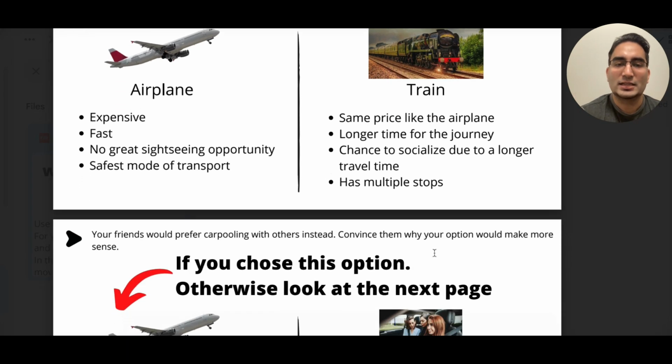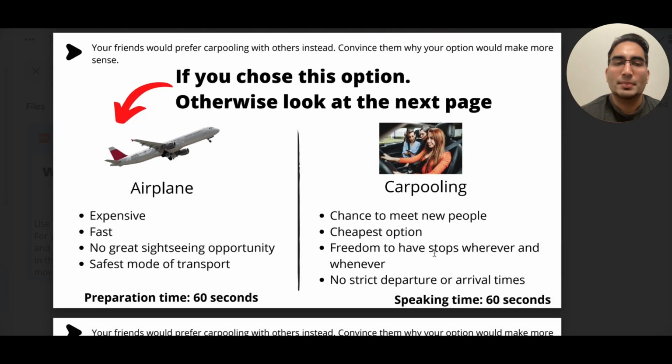After the 60 seconds, what's going to happen is your option will be displayed on screen and another option will show up. The prompt will say your friends would prefer carpooling with others instead. Convince them why your option would make more sense. So now you have to look at the airplane's points, your points, and compare it with the carpooling points and tell your friend why your option is better than theirs.